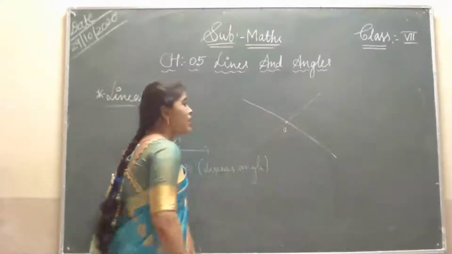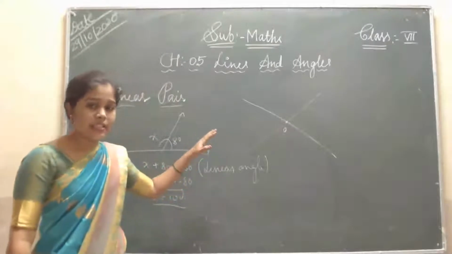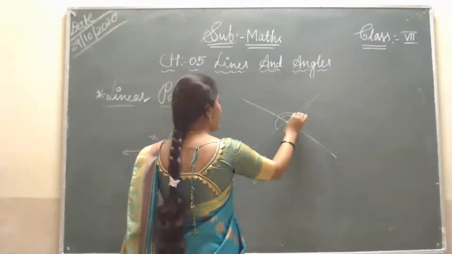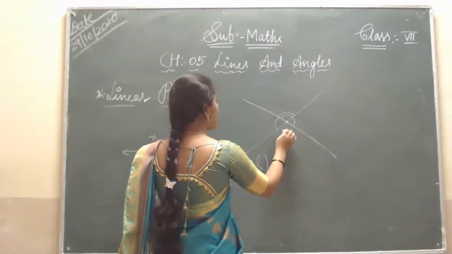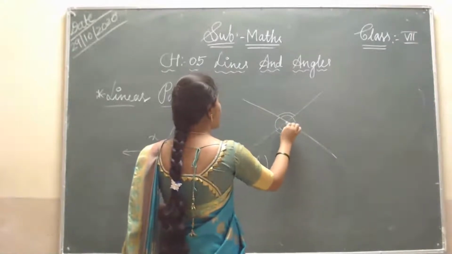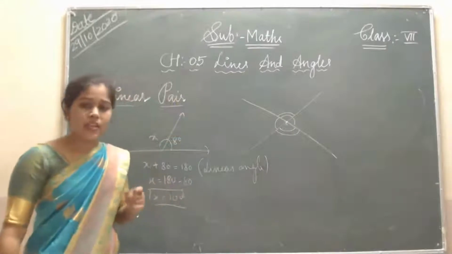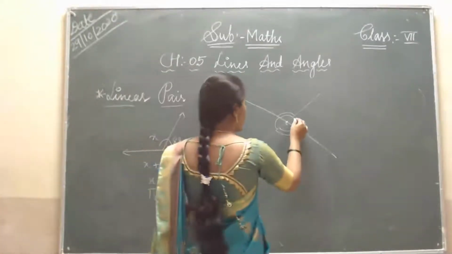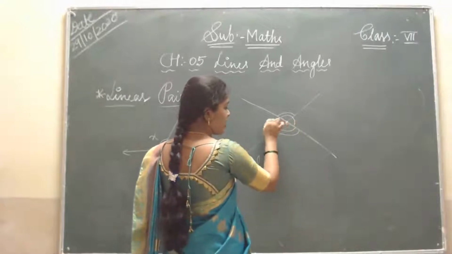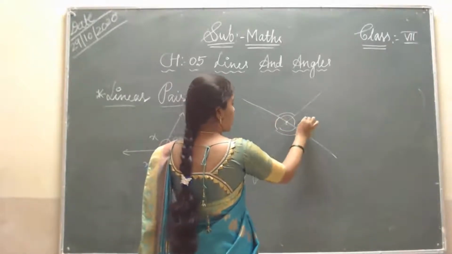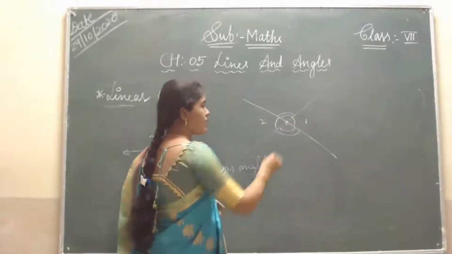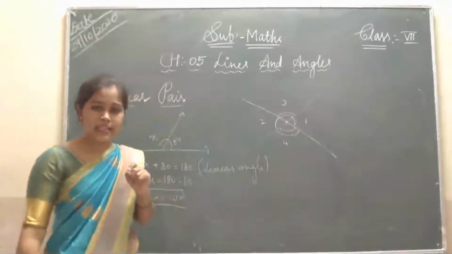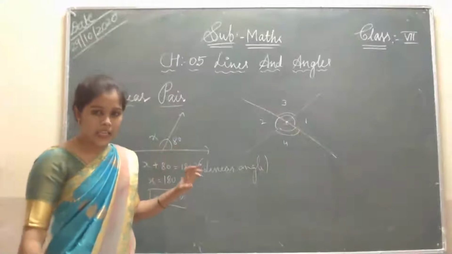This is an intersecting line. These angles are vertically opposite angles. This angle is also a vertically opposite angle. It means vertically opposite angles are equal here. See here, these are the opposite angles. 1 and 2 are opposite angles. 3 and 4 are opposite angles. Opposite angles are always equal.